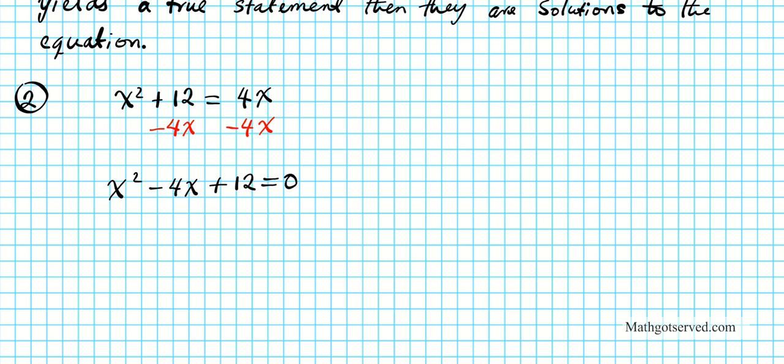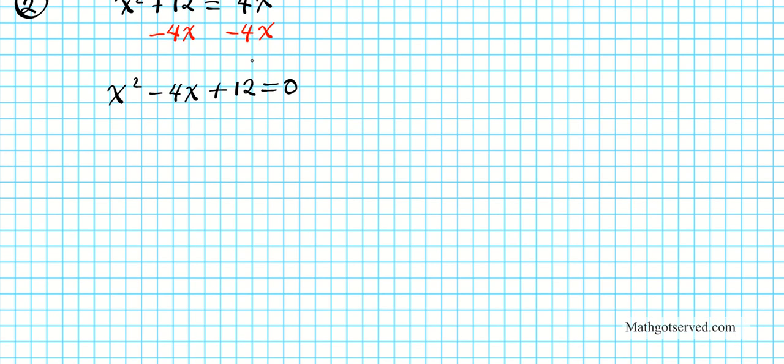Now, to solve this using completing the square, it's obvious this is not a perfect square because this last term here is not a perfect square. That's just one easy way to tell. So to create a perfect square trinomial on the left side, I need to move this number out and find a number that makes it a perfect square trinomial. First I'll subtract 12 from both sides, and then we'll have x squared minus 4x equals negative 12.